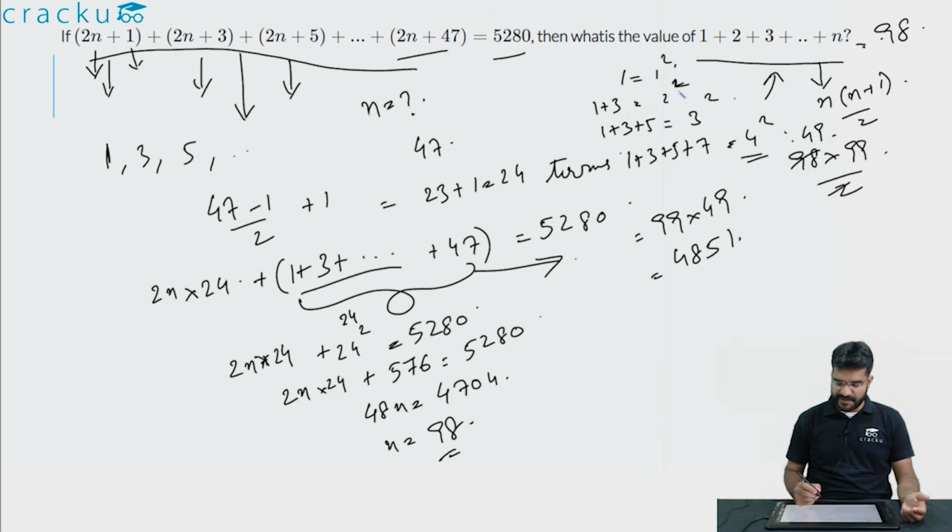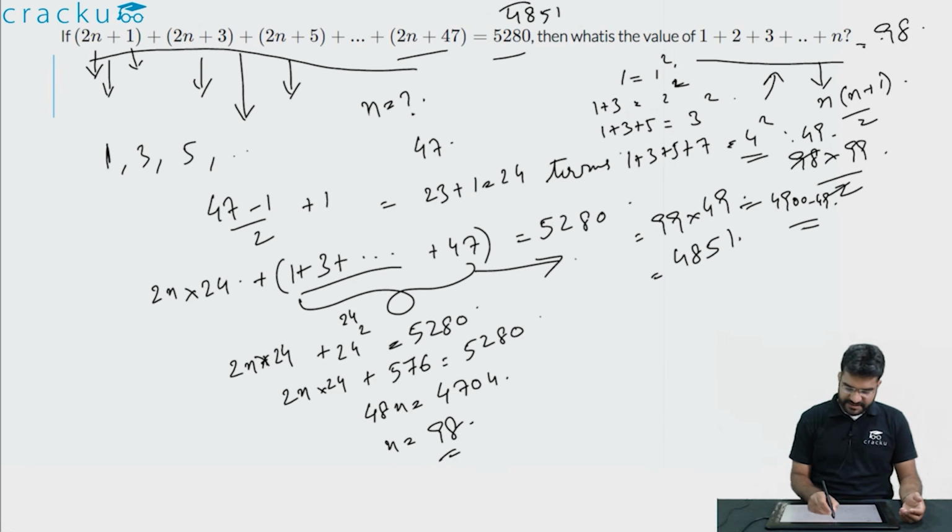You can either use the calculator or you can just do 99 into 49 as 4900 minus 49. That is because 4900 is 49 into 100, minus 49. So that will also be equal to 4851. Again, there are many ways in which you can do the calculations. With practice, you will be able to figure out what is the fastest way to solve this kind of questions. The answer in this case is 4851.